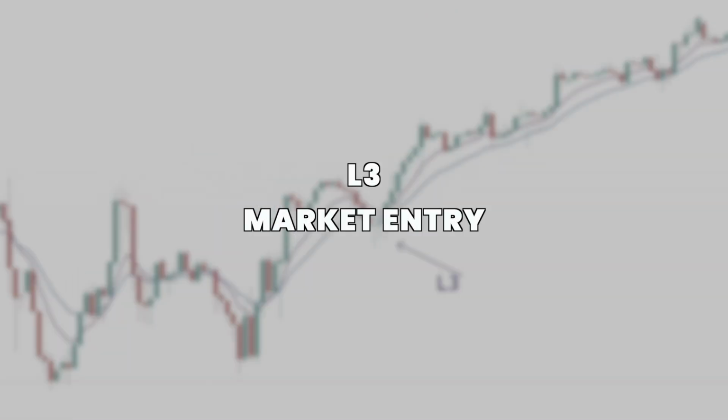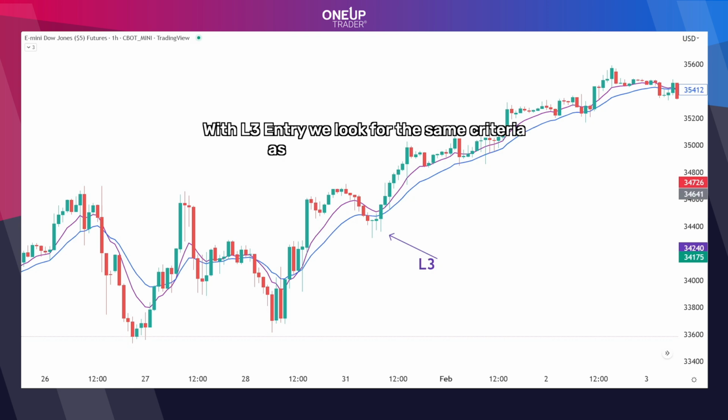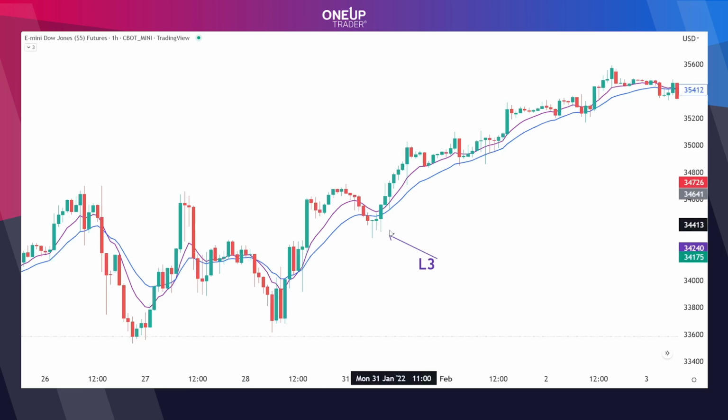Again, with the L3 entry, we need the same criteria as we did for the first two. With the L3, we do not need to see it as the first pullback. And what's really nice about the L3 entry is that at this point, we actually do not need to see a very strong bullish candlestick reversal. The reason for that is because we see that price will retrace into the 18 exponential moving average and possibly below.